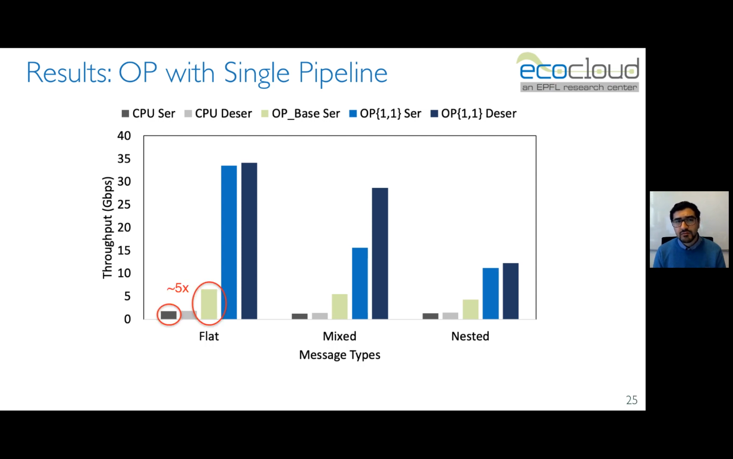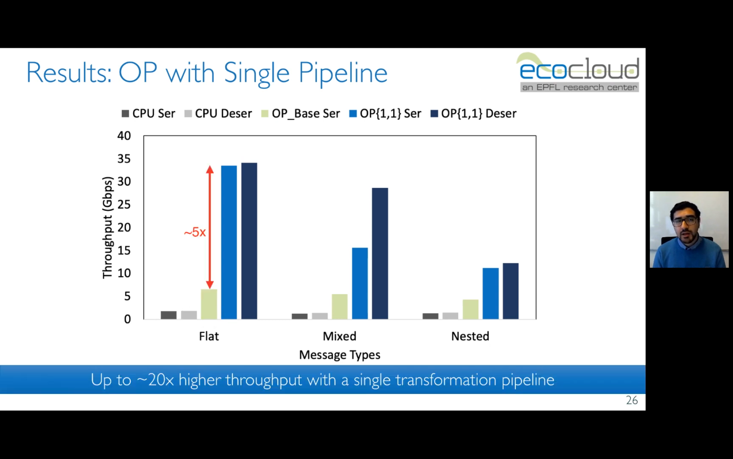As shown in the figure, for the flat message, OP base case performs serialization around 5 times faster than CPU. This benefit comes mostly from the converters performing the transformation in a few cycles. However, its performance is actually limited as it spends most of its time waiting for data to arrive.